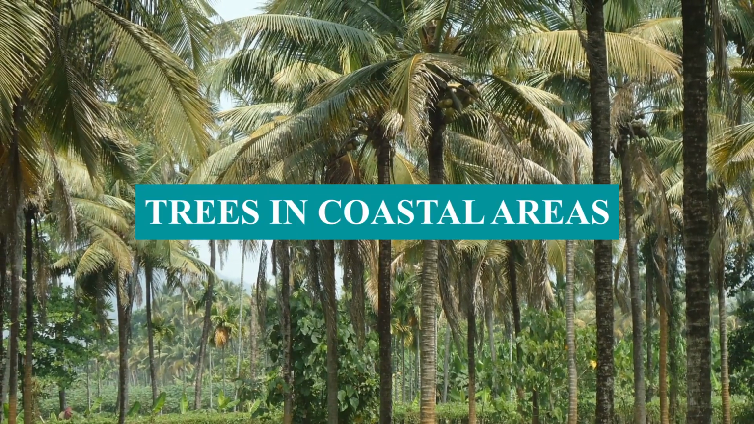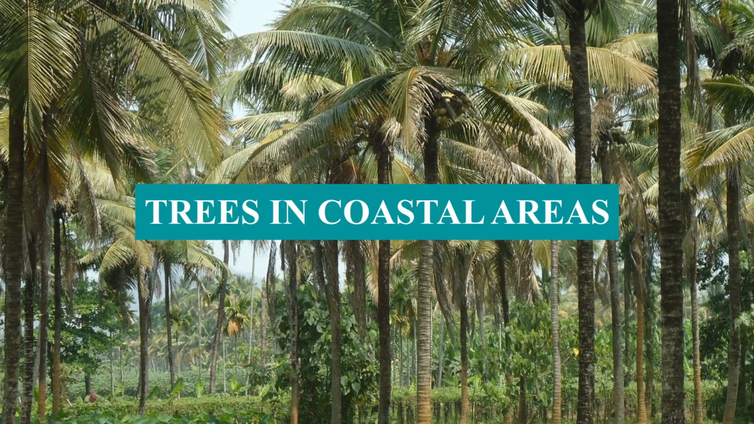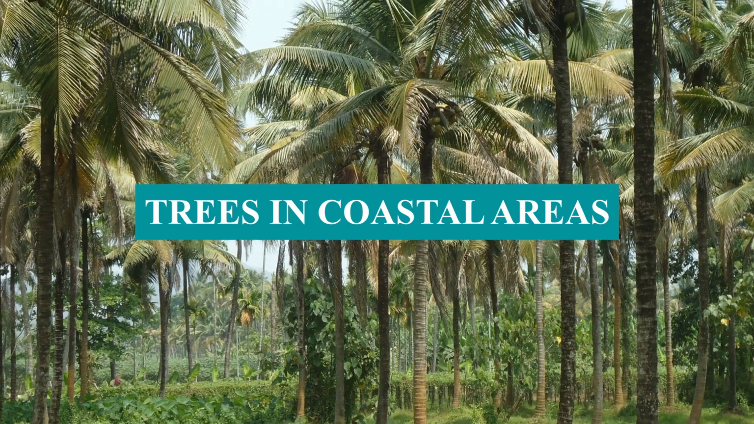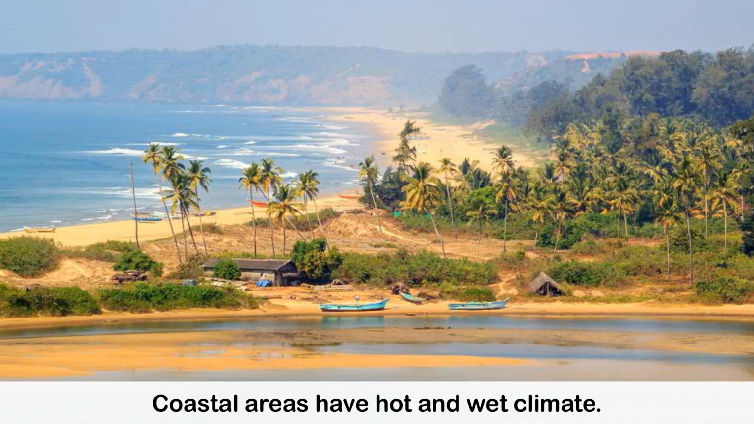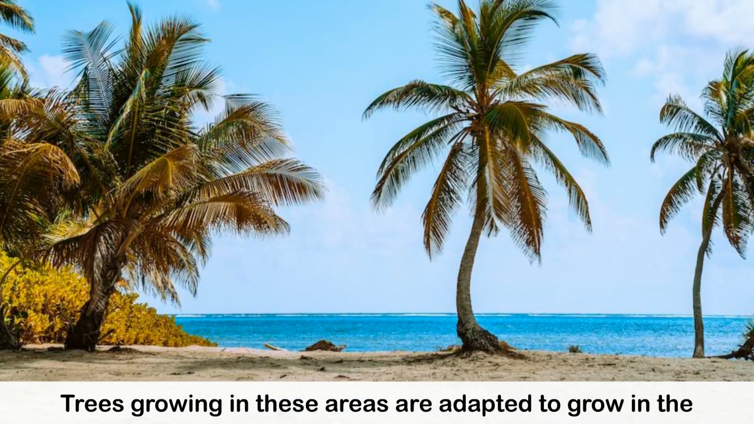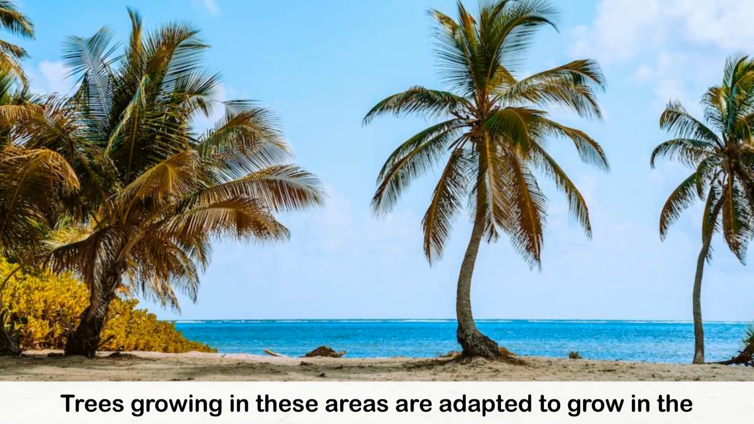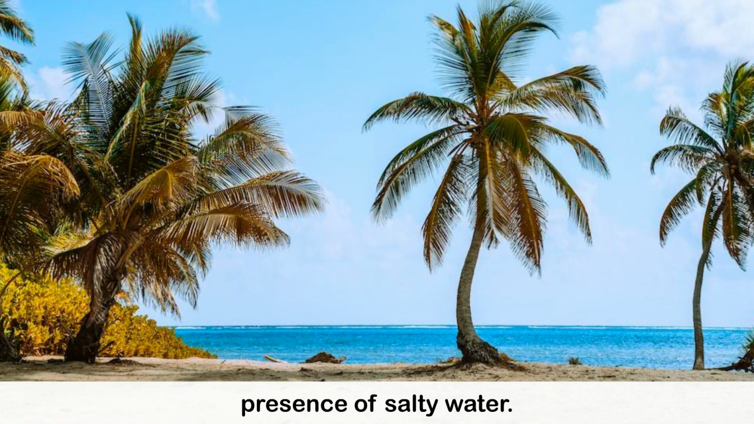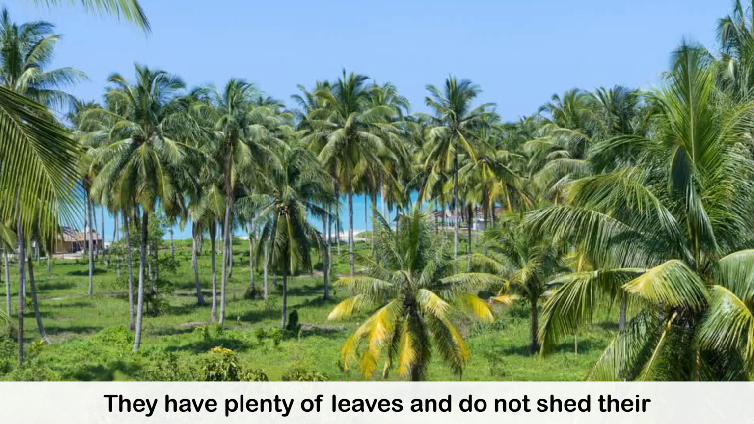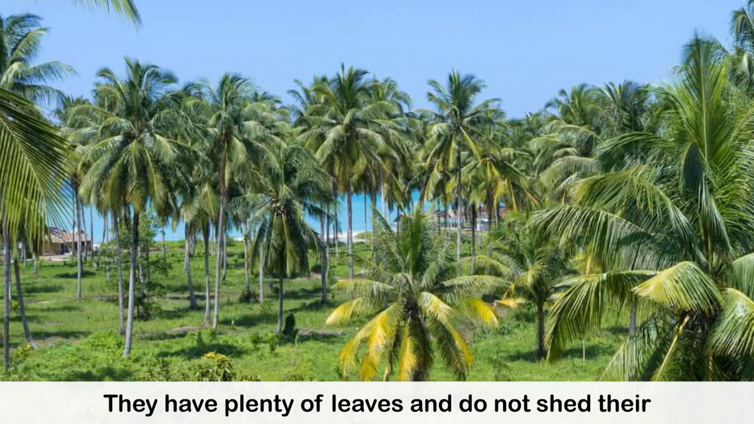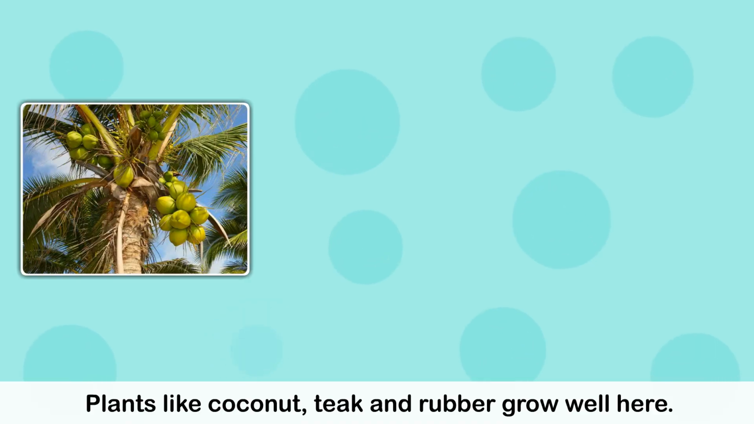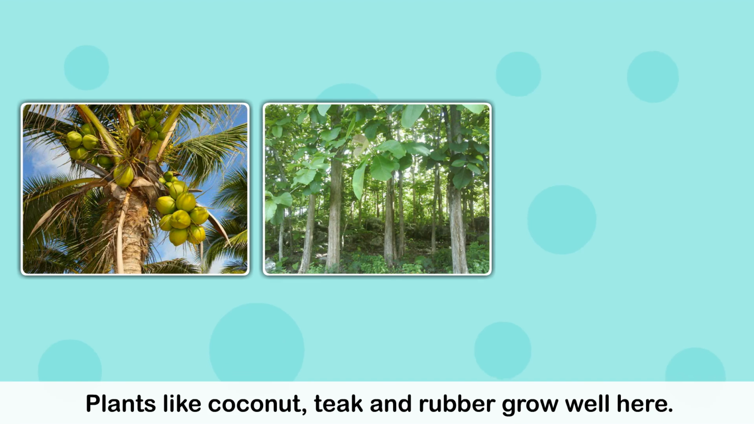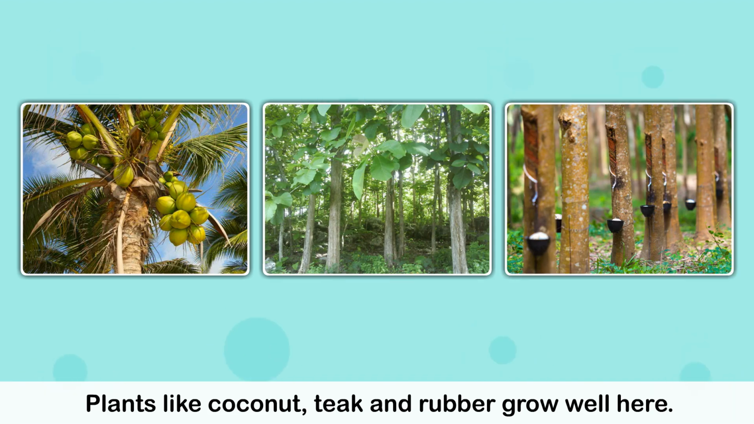Trees in coastal areas. Coastal areas have a hot and wet climate. Trees growing in these areas are adapted to grow in the presence of salty water. They have plenty of leaves and do not shed their leaves throughout the year. Plants like coconut, teak, and rubber grow well here.